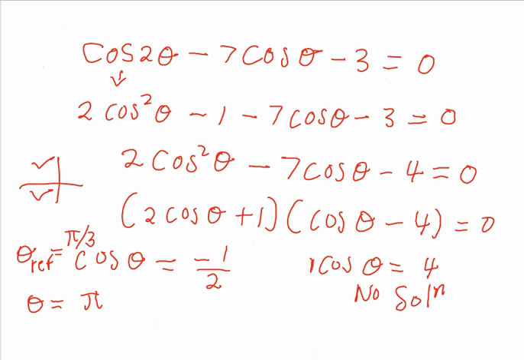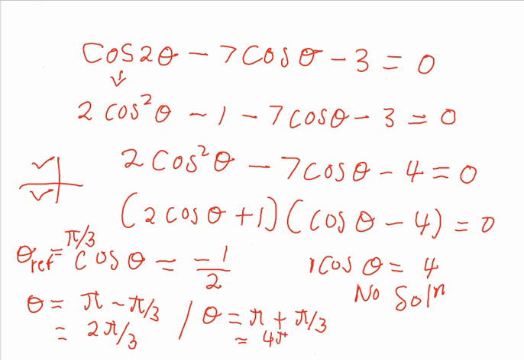For the second quadrant, you say pi minus pi over 3, which equals 2 pi over 3. And another option for theta here would be pi plus pi over 3, for the third quadrant, which gives you 4 pi over 3.